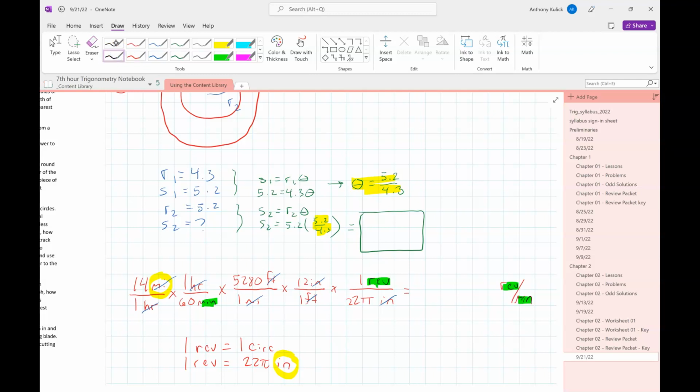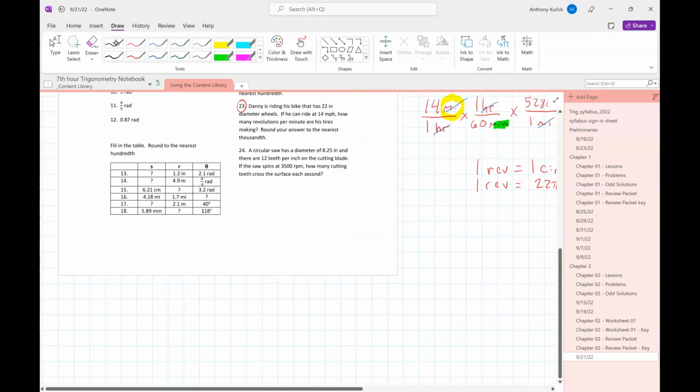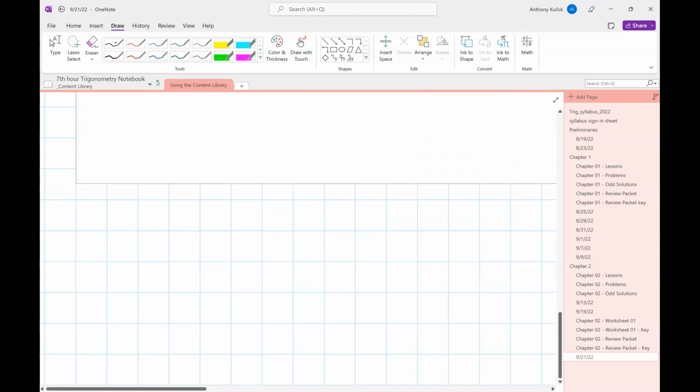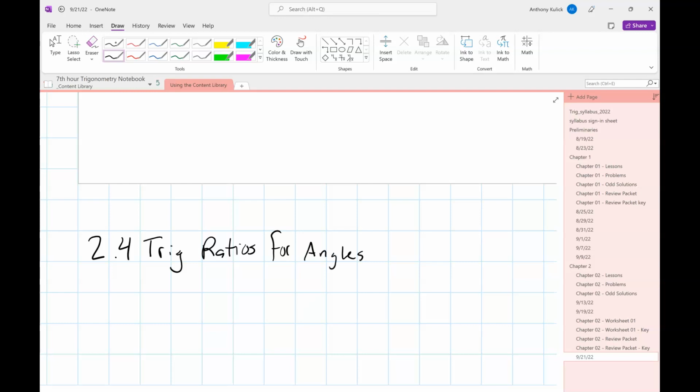Anybody else? Cool. Today, section 2.4, which is a good one. Let's get after it then, folks. All right.